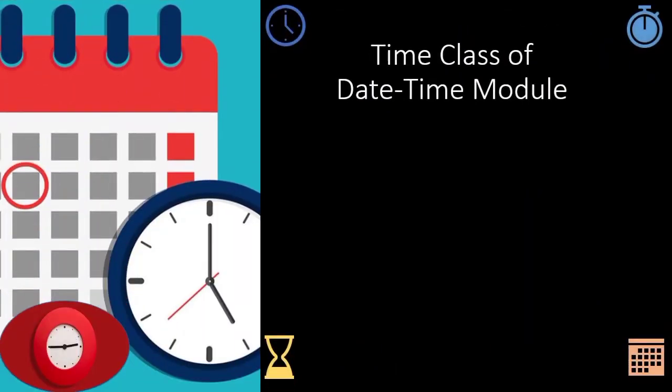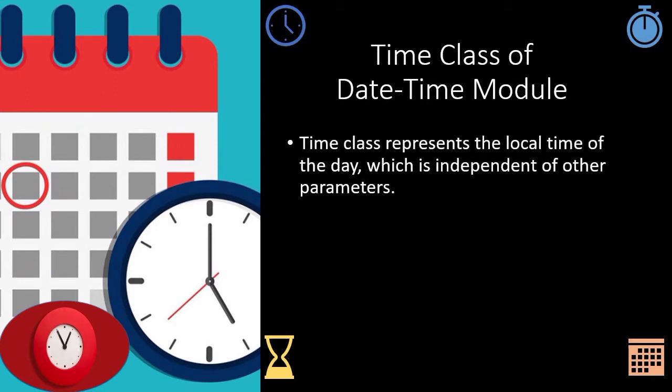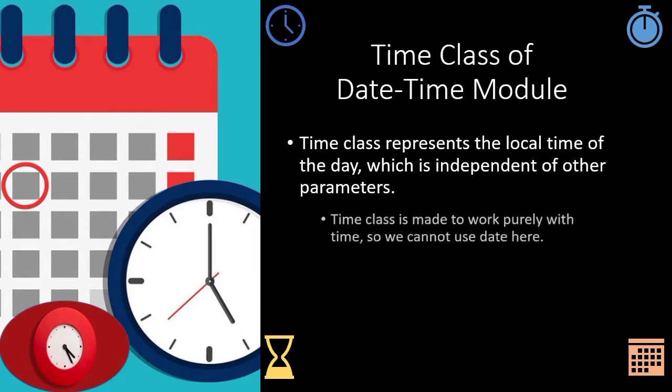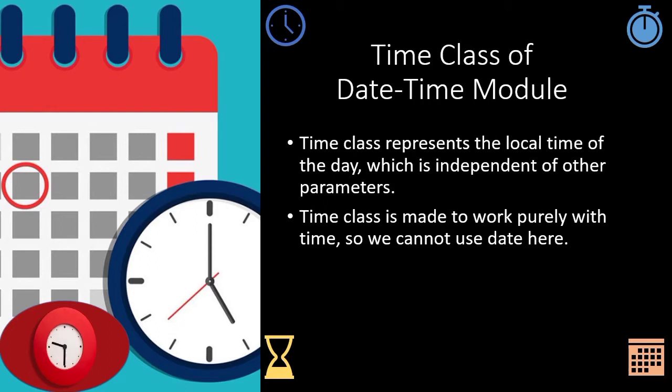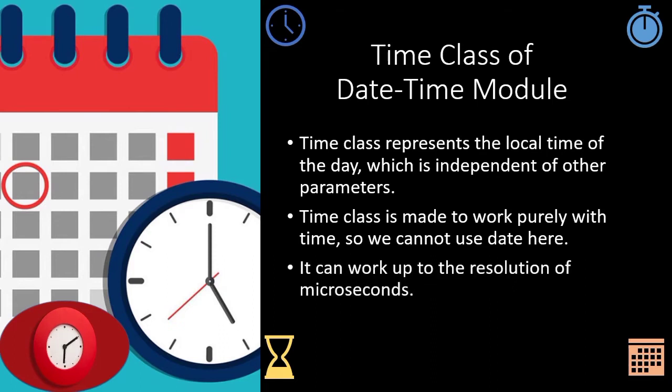Let's understand the time class of the datetime module. The time class represents the local time of the day and it is independent of other parameters. It considers all days to be of the same length, which means that they have the same number of seconds. The time class is made to work purely with time, so we cannot use any other optional parameter here, such as date, year, season or anything like that. It can provide a resolution of microseconds, so it has a total of hours, minutes, seconds and microseconds.